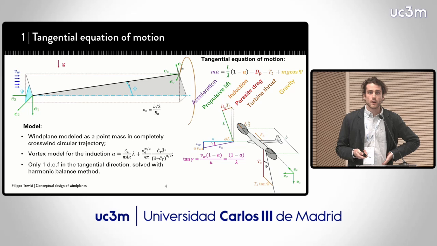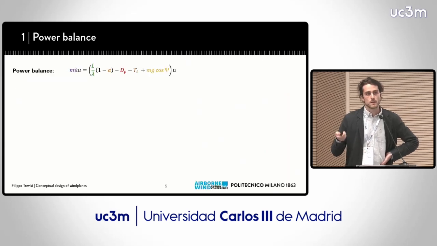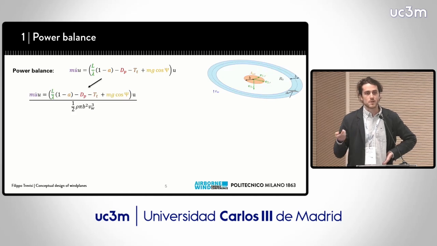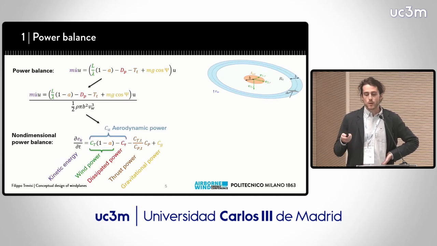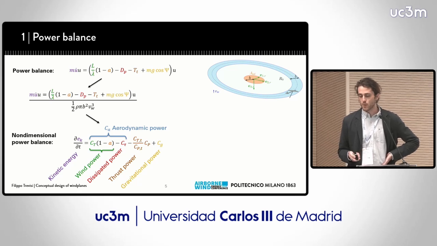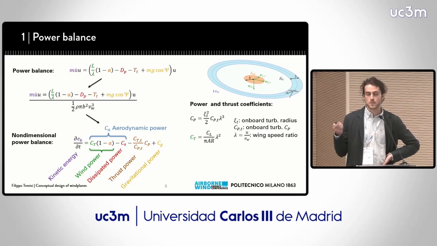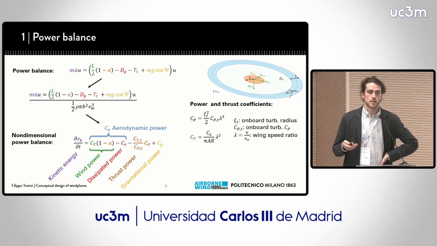We can take a step further in the characterization of this equation of motion by multiplying it with the tangential velocity to get a power balance equation. Then we normalize it with the reference power we just defined to get a power coefficient version of this equation. This coefficient version of the tangential power equation leads to the definition of the CP and CT for those systems, the power coefficient and the thrust coefficient.